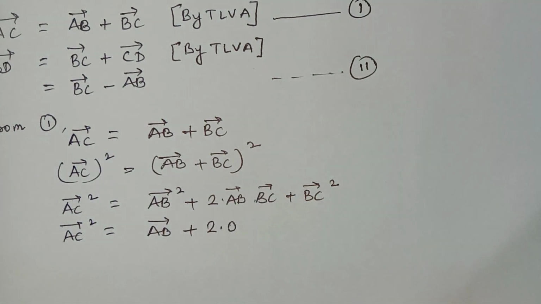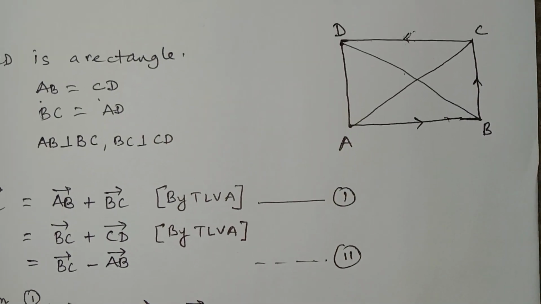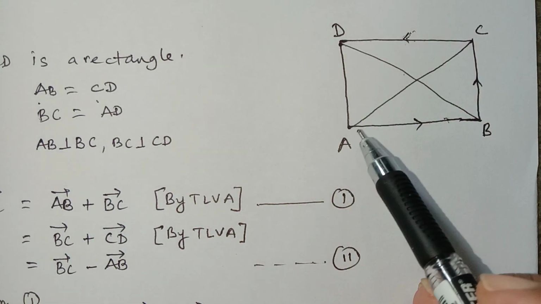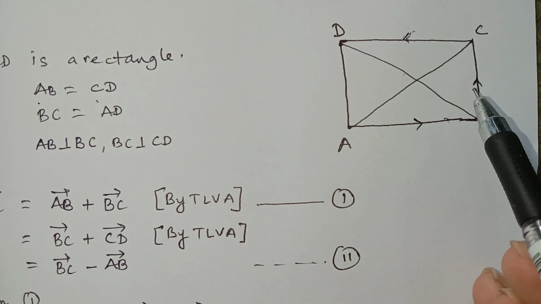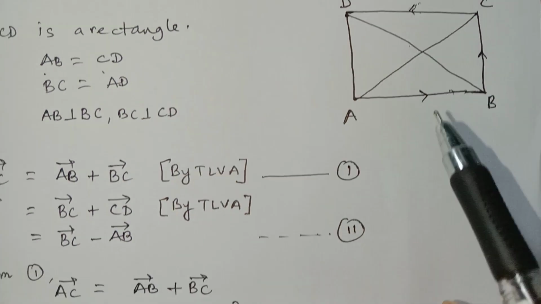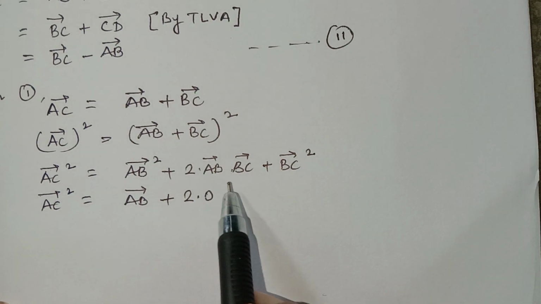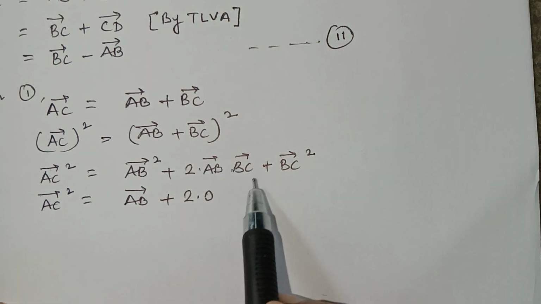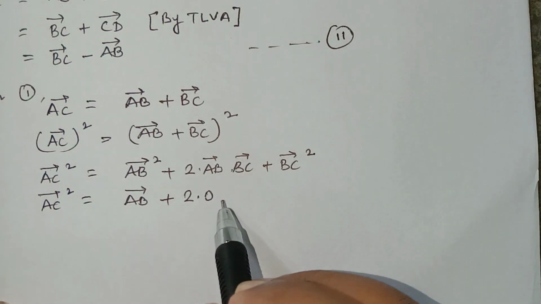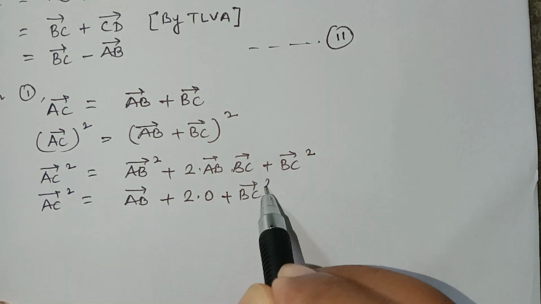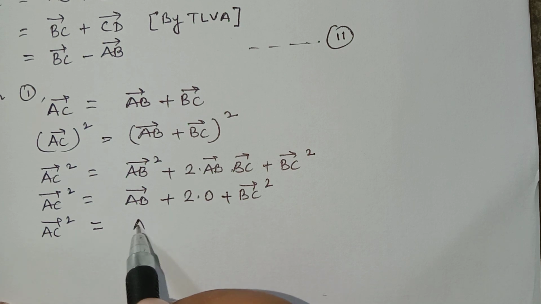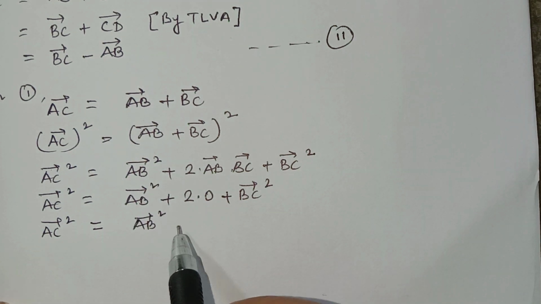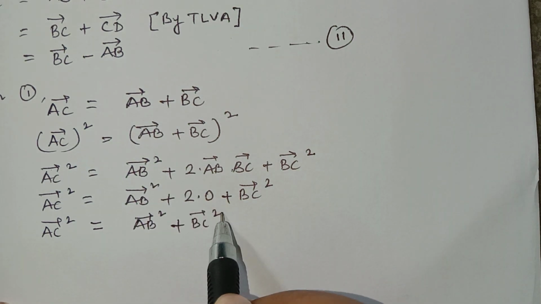AB dot BC is 0 because vector AB and vector BC are perpendicular vectors. Okay, AB is perpendicular to BC, that's why. So the dot product of perpendicular vectors is 0, plus vector BC square, and finally vector AC square is equal to vector AB square plus vector BC square.